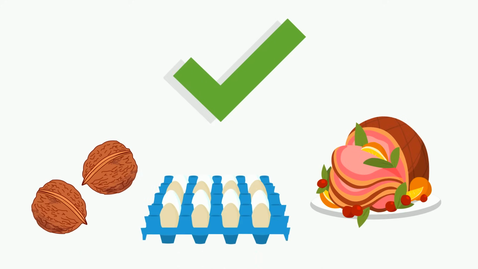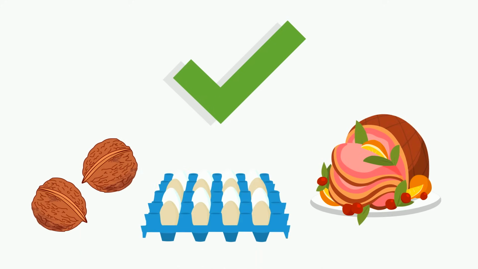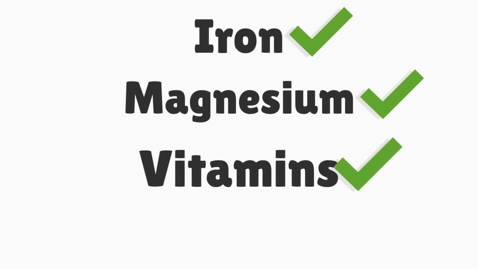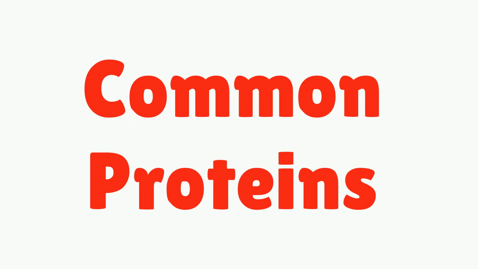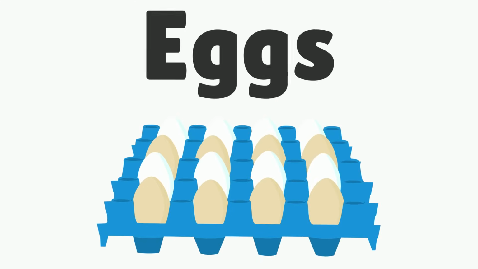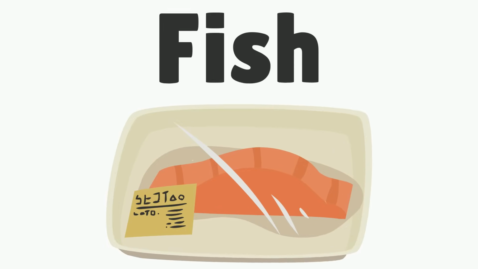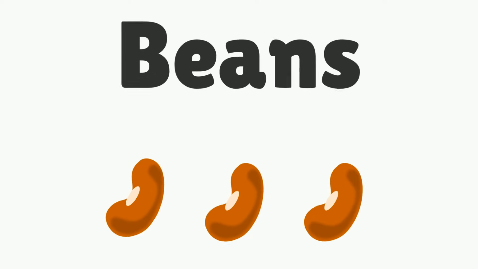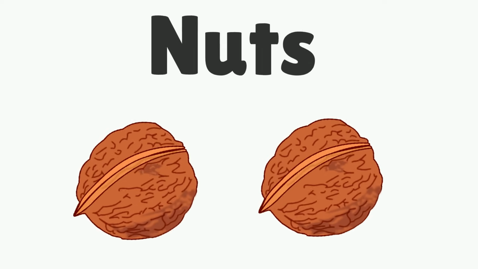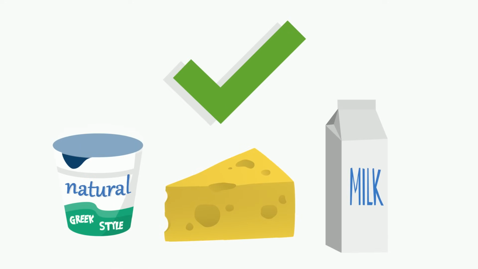Proteins are great for your body. They contain iron, magnesium, vitamins, and zinc. Common proteins include eggs, fish, ham, beans, and nuts.